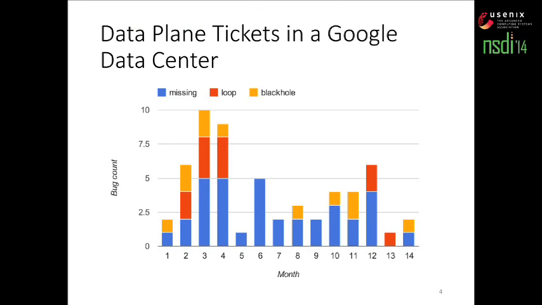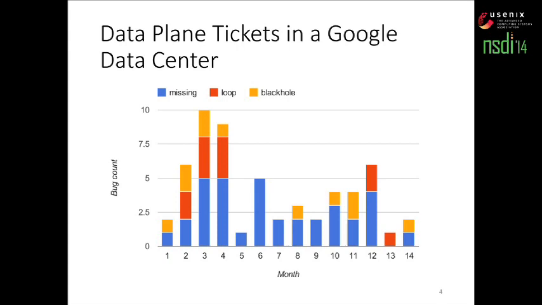This figure shows the tickets that I collected about the data plane problems in Google's production data center. The x-axis is time, and the y-axis is the bug count. Here I show three very common data plane problems: a forwarding rule is missing, or there's a forwarding loop, or there's a black hole. As we can see, every few days, a ticket for such a problem can occur.